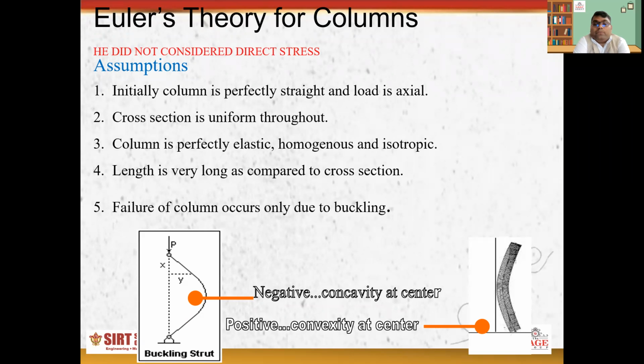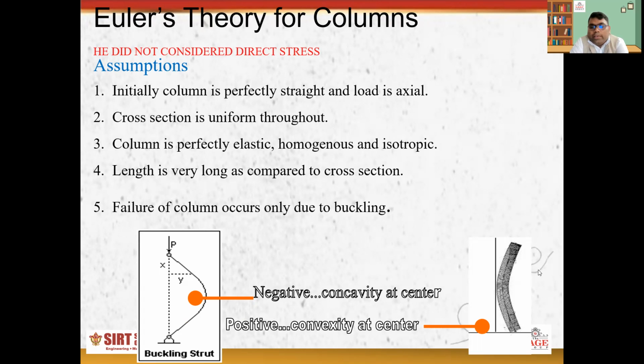Cross section is uniform throughout. There is no distortion and no change in the cross section. The column is perfectly elastic, homogeneous, isotropic, and the length is very long as compared to the cross section, and failure of the column occurs due to buckling. So these assumptions have to be considered for the Euler theory if we are interested to calculate the Euler load, the buckling load.